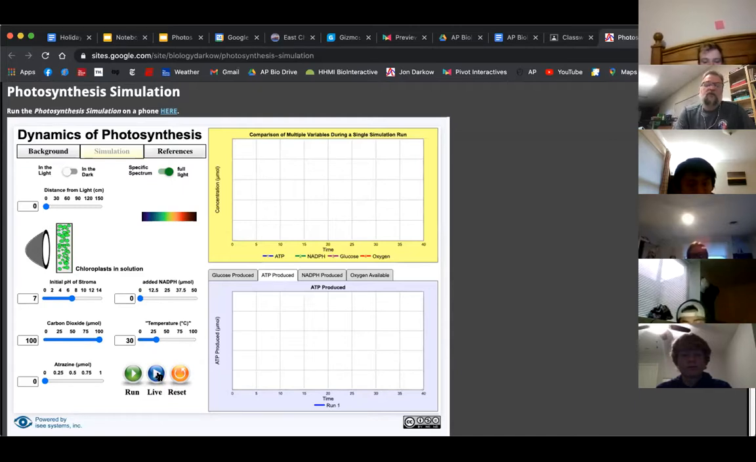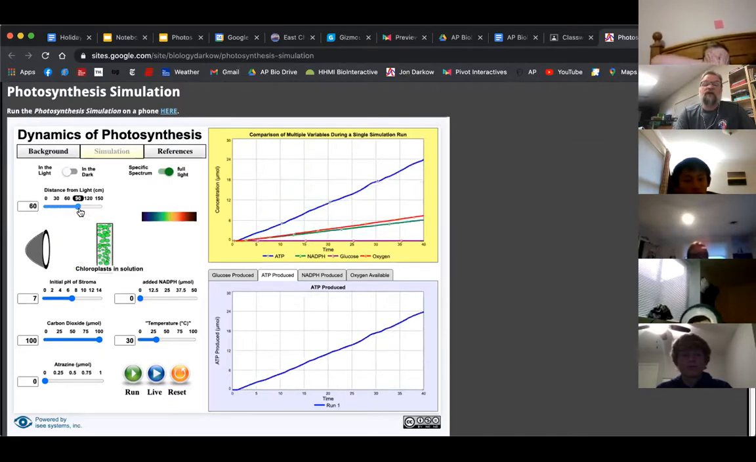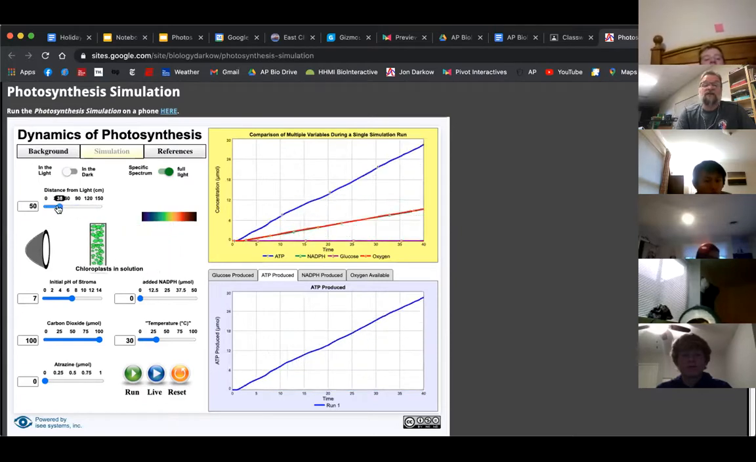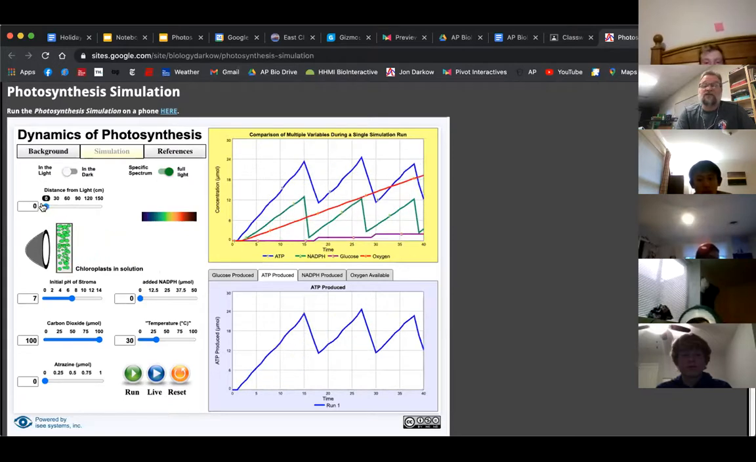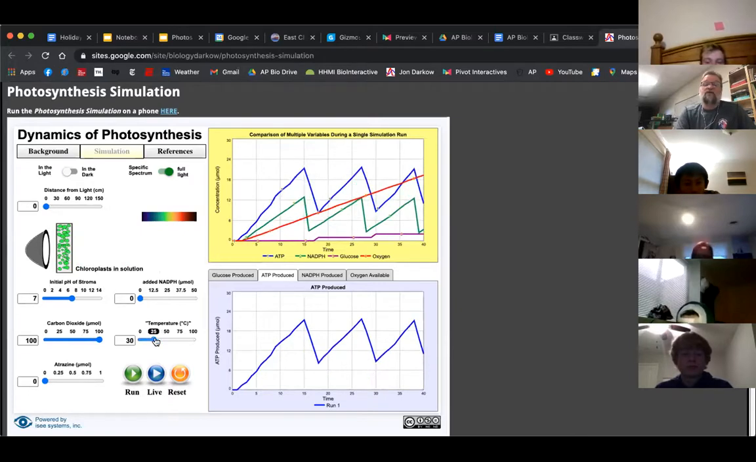Just remember, you can go to the live feature if you want to try to figure out what something's doing. So what happens if I move further away from the light? Well, it looks like if I get too far away from the light, the reactions shut down. The closer I am to the light, it looks like the more active the reactions are, for example. So that's one easy way to figure out what something's doing. What happens if I go up in temperature?